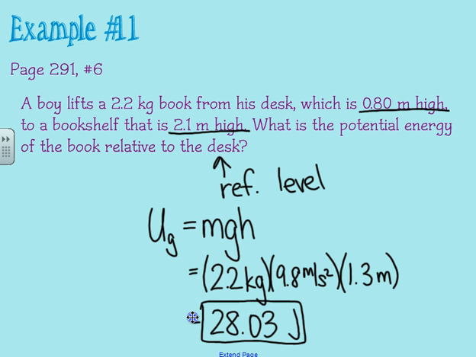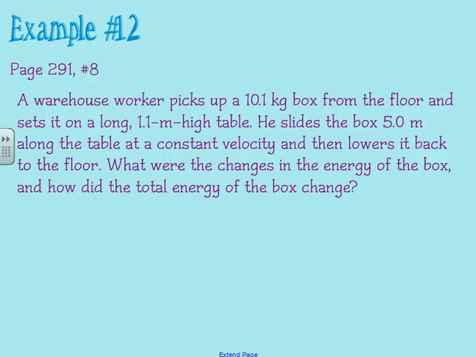Let's move on to another example problem that's slightly different from this one. In this one, a warehouse worker is picking up a box from the floor, setting it on a table, sliding it along that table, and then lowering it back down to the floor. We want to know the changes in the energy of the box for each step, and we want to know how the total energy of the box changes. Well, let's name these steps. Let's say that when the worker picks up the box from the floor and sets it on the table, that is step A. Step B is as he slides it along the table, and step C is when he's lowering it back down to the ground. We'll calculate the energy for each of these steps.